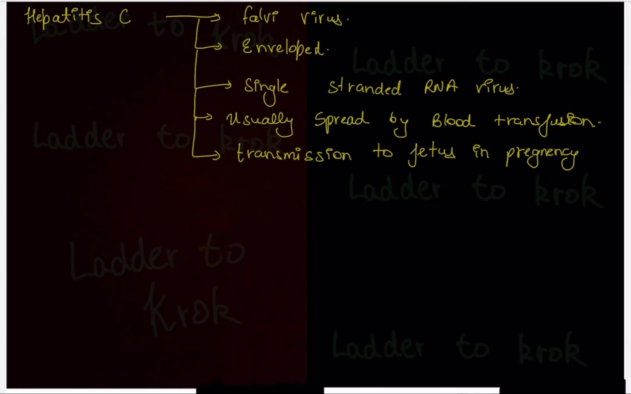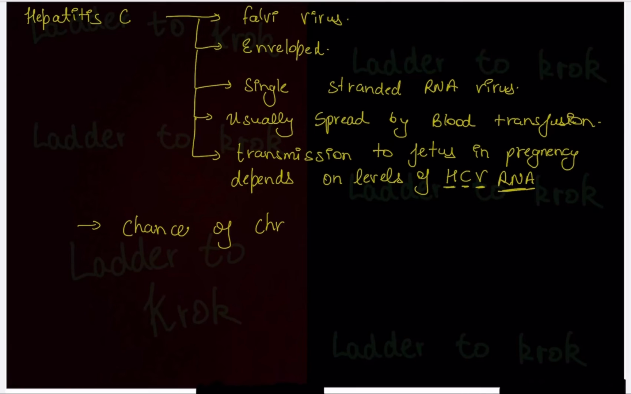Basically, whether it will transmit to the fetus or not depends on the levels of hepatitis C virus RNA. Now some more points for hepatitis C. Chance of chronicity, whether it can become chronic or not, in hepatitis C virus is 70 to 80%. Means in 70 to 80% of cases it can become chronic.